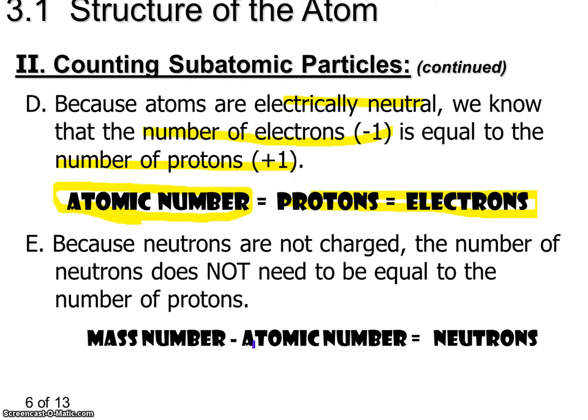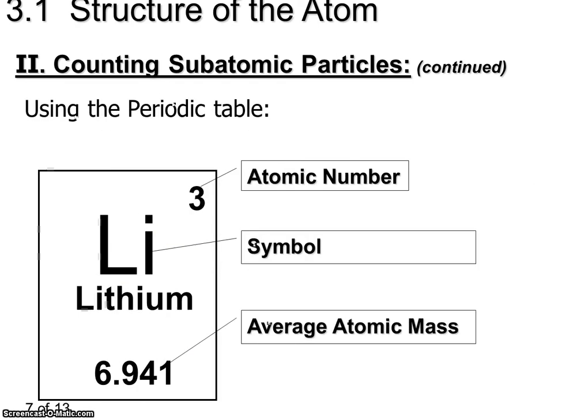Secondly, to figure out the neutrons: neutrons are not charged, so we cannot assume that protons and neutrons are equal. Neutrons do not need to be equal to the number of protons. But what you can do is take the mass number, or the average atomic mass listed on the periodic table, and subtract the atomic number from it, and that will leave us the neutrons. Because mass number is the number of protons and neutrons added together, minus atomic number, which is the number of protons, all that leaves us is the neutrons.